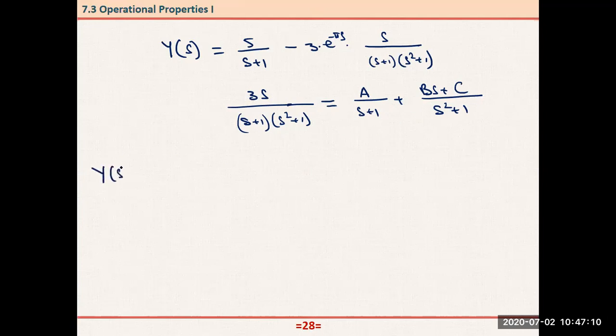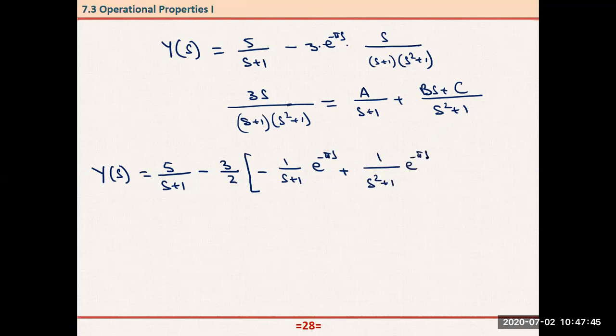Here we have Y of s equal to 5 over s plus 1, and this thing is equal to minus 3 over 2 times 1 over s plus 1, and here we have e to the power minus pi s, because this belongs to every term inside the parentheses, plus 1 over s squared plus 1 times e to the power minus pi s, plus, because I also have to separate this and take this B out, s over s squared plus 1 times e to the power minus pi s.